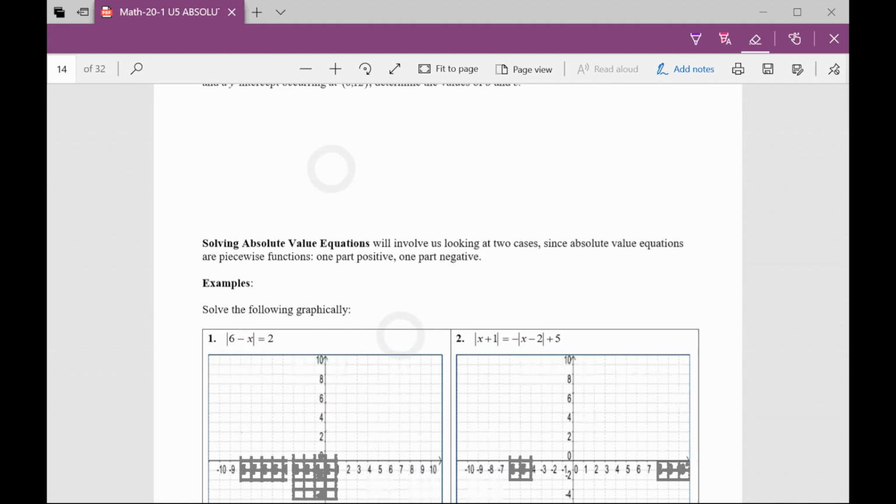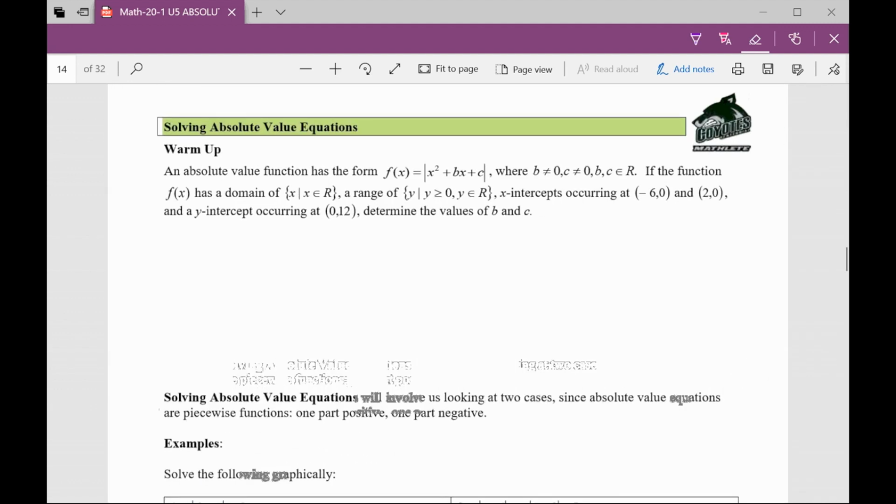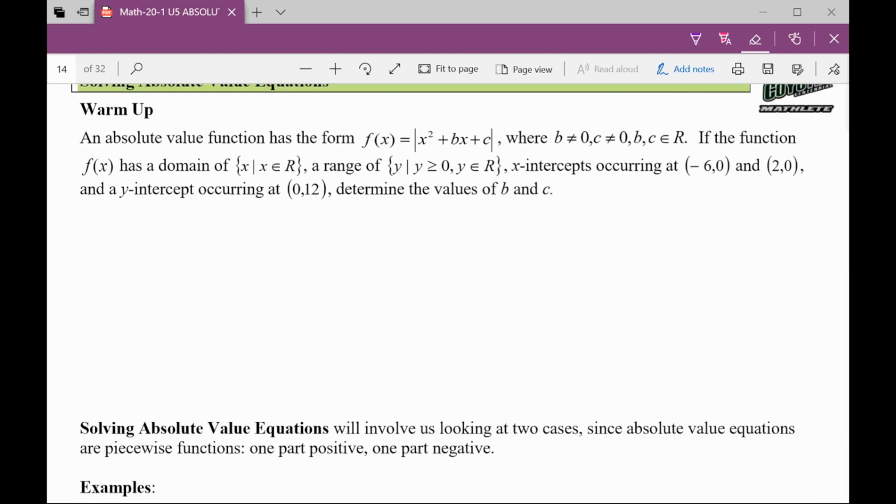We are on page 178, and as a warm-up, we're going to take a look at the absolute value function, of the form f of x, or y, equals the absolute value of x squared plus bx plus c, where b is not equal to 0, c is not equal to 0, so b and c are not 0, and b and c are members of the real numbers. Okay, cool. F of x has a domain of all the reals, that's good, and a range of y greater than or equal to 0.